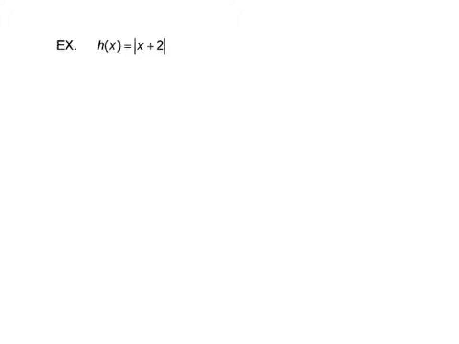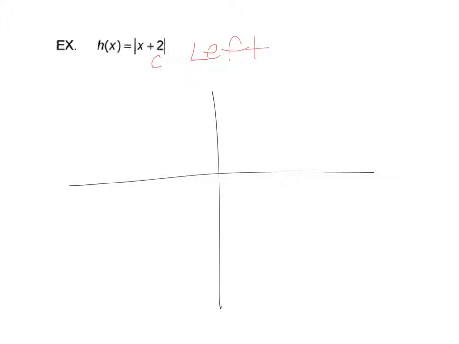This one says h of x equals the absolute value of x plus 2. You have something added on the inside of the function, that would be c. Because it's plus, that means we're moving it to the left. Absolute value is a v. And because we're not doing any stretching or shrinking, it's okay just to draw the new one. So it normally is anchored at 0, 0. It's being moved left 2. And so there's our new graph.